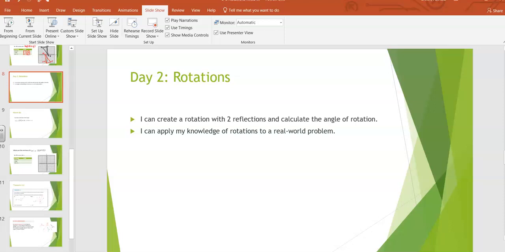Students, this is Miss Green, and this is day 2 of rotations. Today we're going to look at a rotation, how we can create a rotation with 2 reflections, and we can calculate that angle of rotation. We're also going to apply some of the knowledge that we have about rotations to real-world situations.